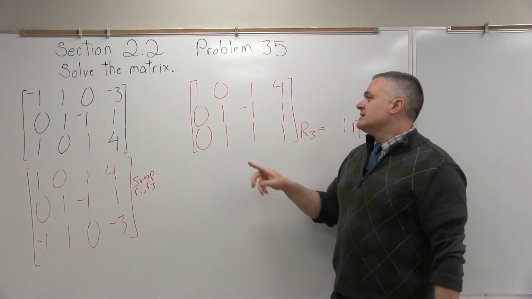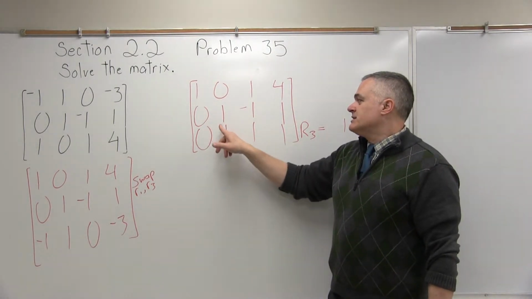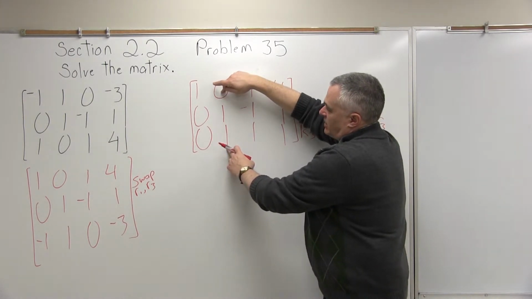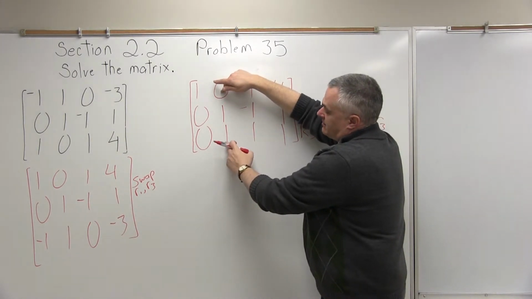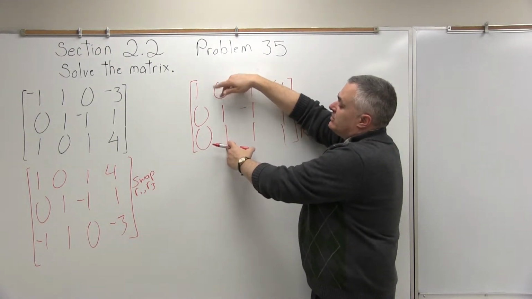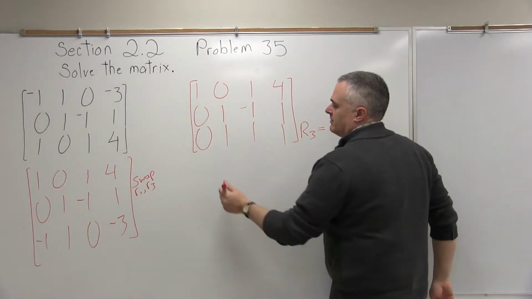So the next step, what I'm going to do is step 4, which is zero out the other values in that second column. Well, in the top row, I already have a 0. But in the bottom, I have +1. I'll make an equation that will make that turn into a 0, and that'll complete the second column.